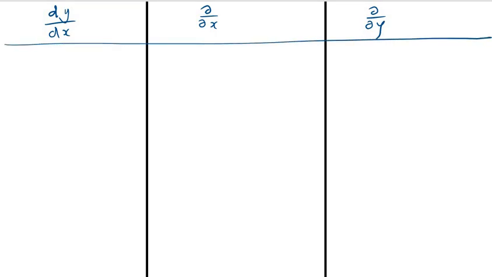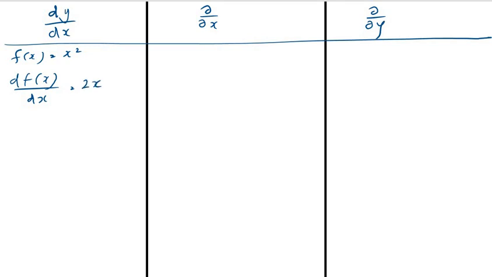So first column, let's do dy over dx, and in the second column let's do partial derivative with respect to x, and third column partial derivative with respect to y. So first function we want to look at is when f(x), which is a single variable, is equal to x squared. Simple function. So the derivative, it's not partial, it's derivative of f(x) with respect to x is equal to 2x.